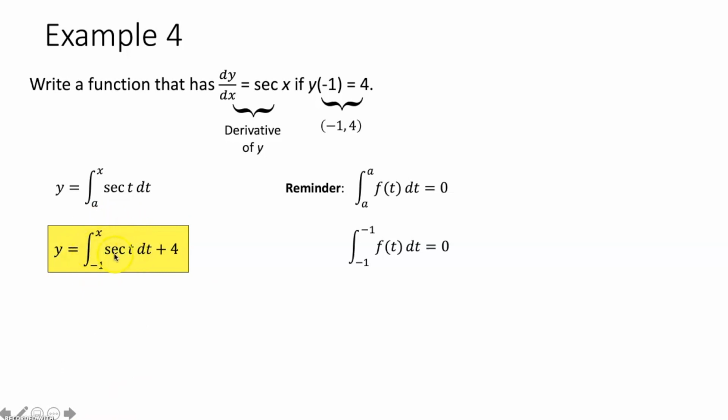This is a function where if I were to take the derivative of it, I would first take the derivative of the integral, and the derivative and the integral cancel each other out and the x drops in for your dummy variable, giving you secant x. Then you take the derivative of 4, which is 0, so the derivative of this function does equal secant x. That part of the question is satisfied.